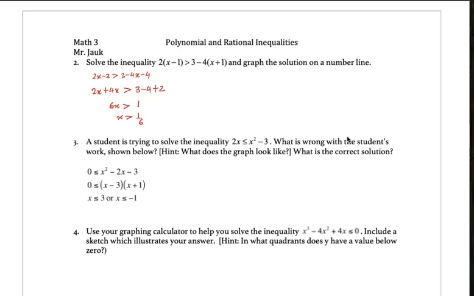Graph this on a number line. So you draw a number line: 0, 1, 2, 3, 4, minus 1, minus 2. x is greater than 1/6, so x can take any value greater than 1/6. 1/6 is approximately there. You divide the distance between 0 and 1 into 6 parts and take the first part.